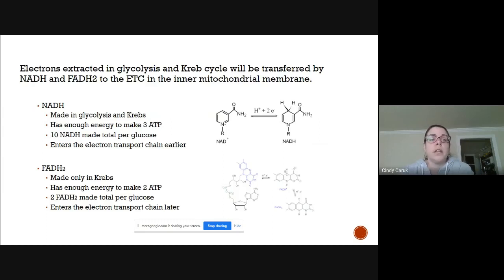Right? So the electrons extracted in glycolysis and the Krebs cycle will be transferred by NADH and FADH2 to the electron transport chain. Okay, NADH is made in glycolysis and Krebs. It has about enough energy to make 3 ATP, and we have a total of 10 NADH per glucose molecule. It's going to enter the electron transport chain earlier than your FADH2. Your FADH2 is only made in Krebs. It has enough energy to make about 2 ATP. 2 FADH2 are made in total, and that's going to enter the electron transport chain after the first proton pump.